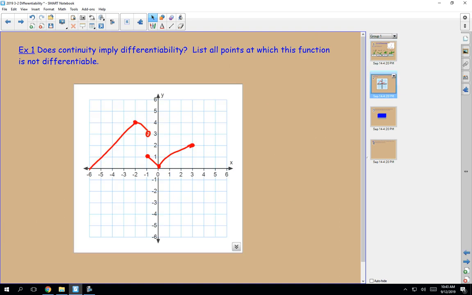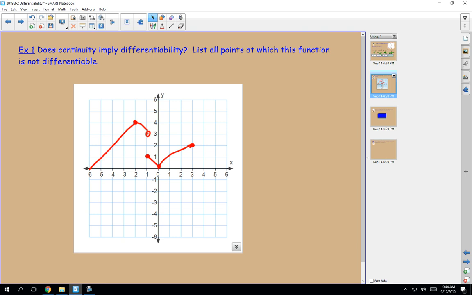The question here is: does continuity imply differentiability? What's the answer to that? If it's continuous, does it have to be differentiable? If it's continuous at a point, does it have to be differentiable at that point? No, it could be a corner, a cusp, or a vertical tangent. So it doesn't have to be.